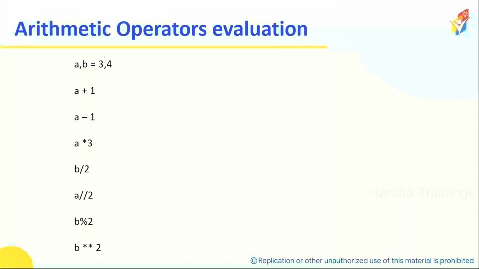Now, I'm assigning a value 3 to A and 4 to B. Now, here I'm assigning A plus 1. How much is it? A is 3. 3 plus 1 is 4. Clear? Now, A minus 1. 3 minus 1 is 2. Then A multiplied by 3. A is 3. 3 multiplied by 3 is 9.